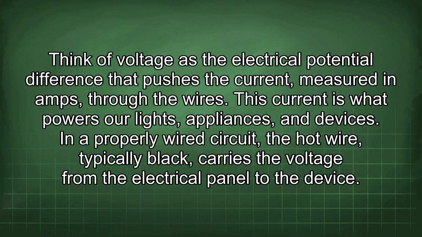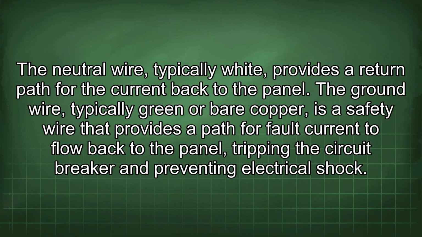In a properly wired circuit, the hot wire, typically black, carries the voltage from the electrical panel to the device. The neutral wire, typically white, provides a return path for the current back to the panel. The ground wire, typically green or bare copper, is the safety wire that provides a path for fault current to flow back to the panel, tripping the circuit breaker and preventing electrical shock.